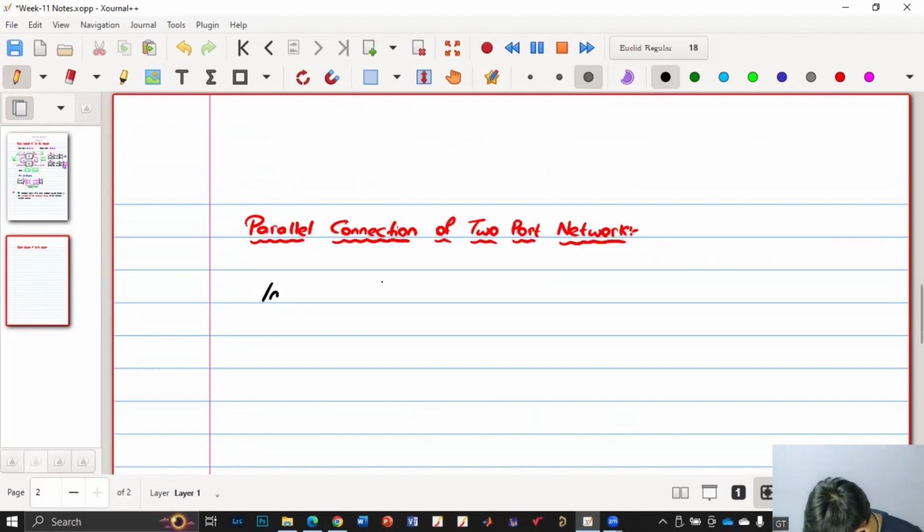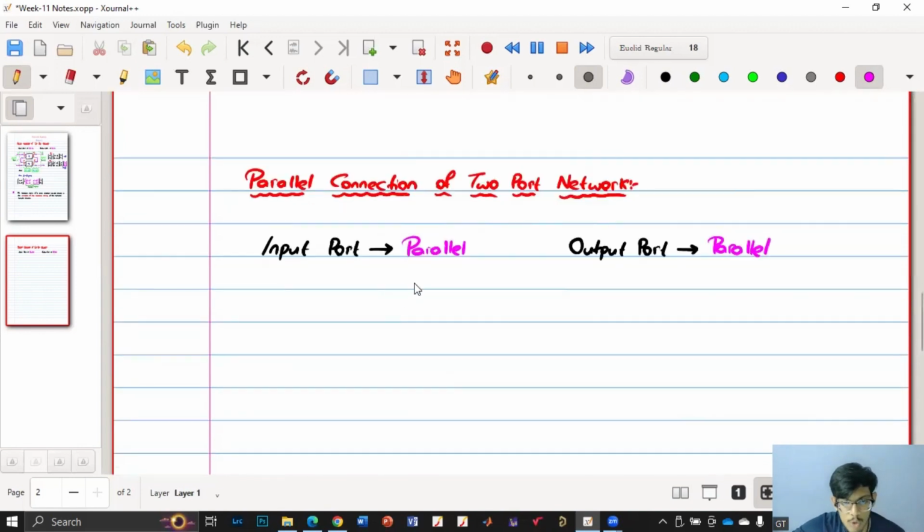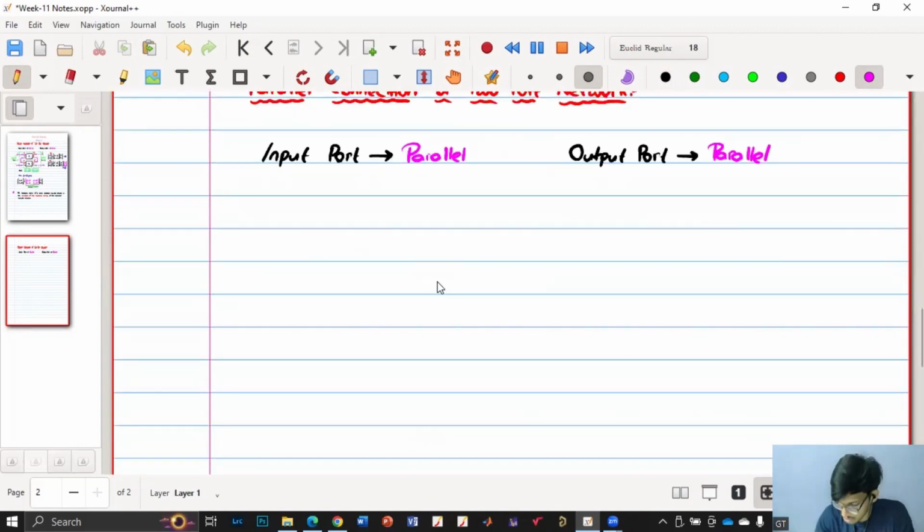So here we have input port parallel because it is parallel connection. We have parallel connection both at the input as well as the output port. Input port and output port. This is also parallel. So let us take another example of two-port networks connected in parallel. So let me just quickly draw.